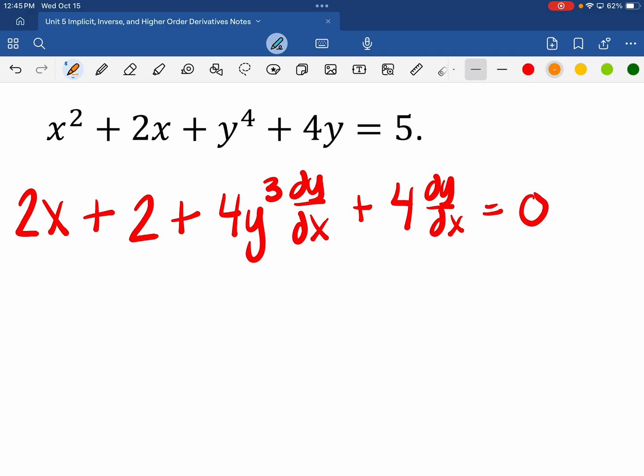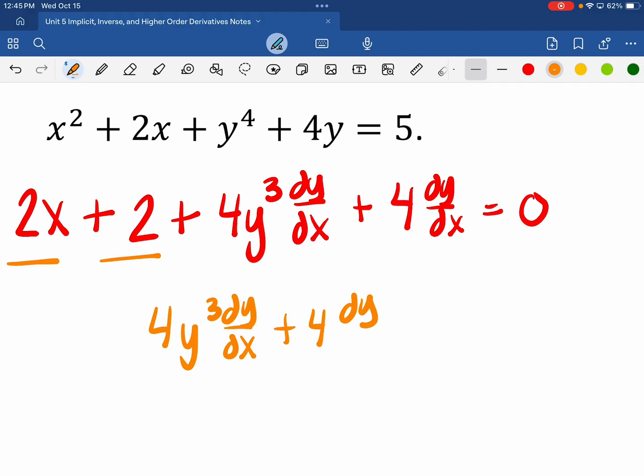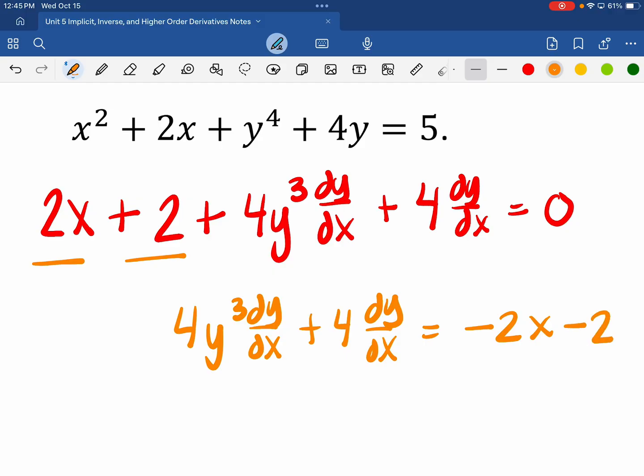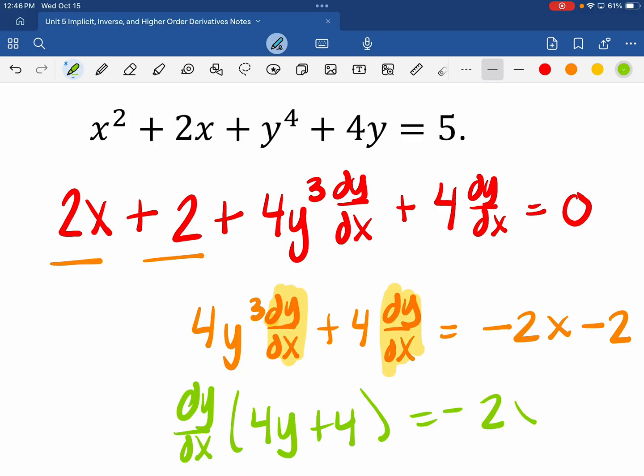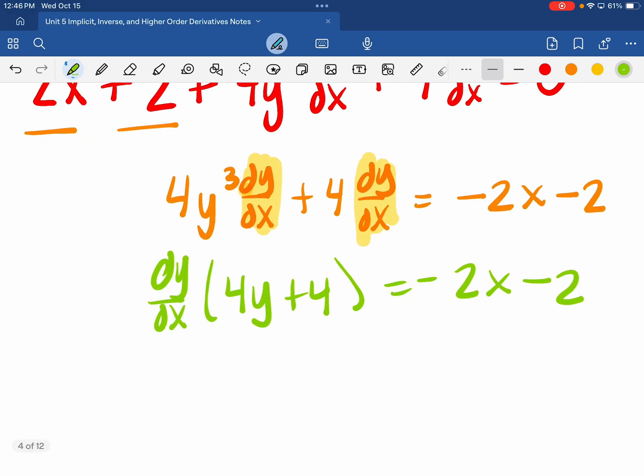All right, so what do I need to move to the other side? The 2x and the 2. So we're going to subtract the 2x and subtract the 2. After you do that, everything on the left should have a dy/dx. So we can take out a dy/dx, and I'm left with 4y cubed plus 4. So notice I didn't take out the 4. I just took out the dy/dx. You forgot the cube on the y. Oh, thank you.